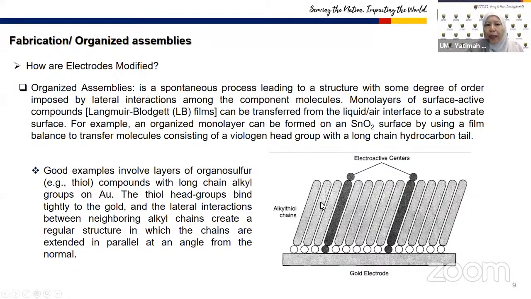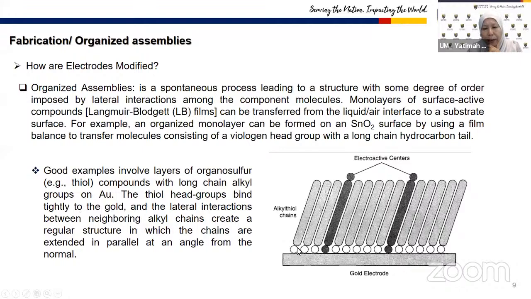For example, you can see an organized monolayer can be formed on a tin oxide surface by using a film balance to transfer molecules consisting of a viologen head group with a long chain hydrocarbon tail. Okay, so these are examples. For example, this particular diagram shows layers of organosulfur compounds, which have a thiol group, an SH group, with long chain alkyl groups on gold. So the thiol head groups will bind tightly to the gold.